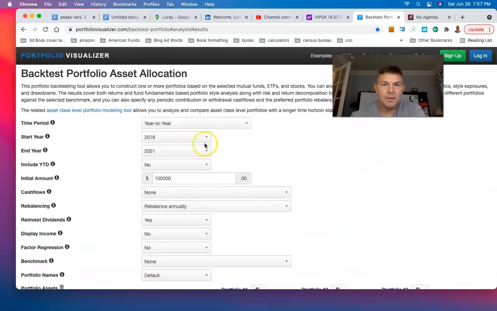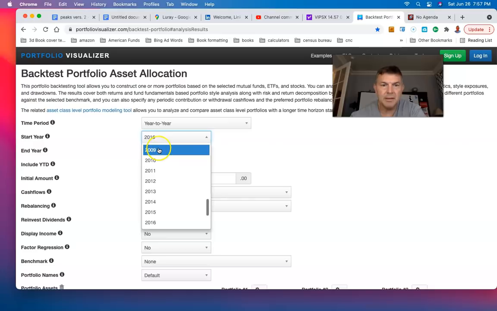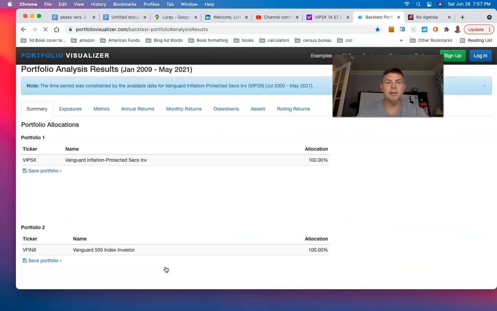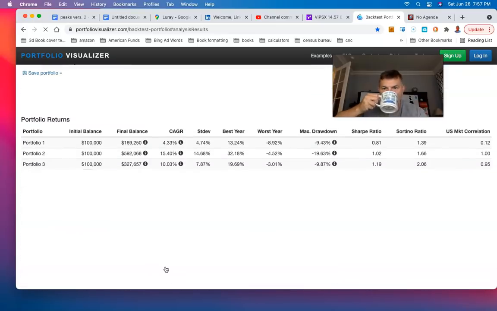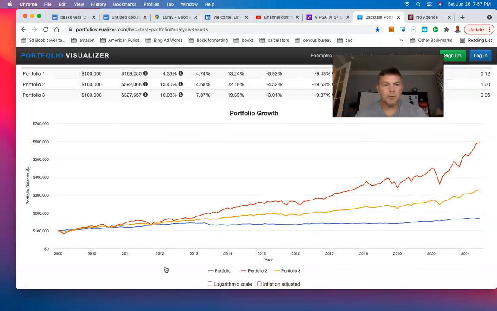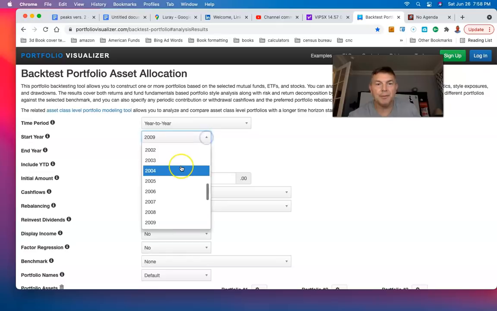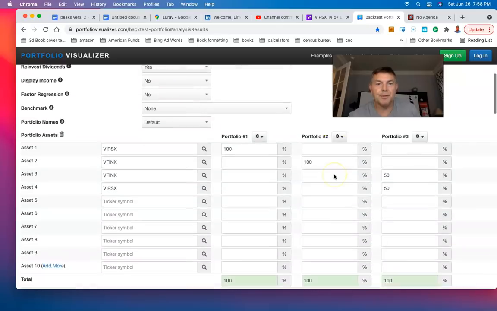Anyway, so let's go back to 2009. This is interesting here. So over the course of those 10 years, well, no, about 13 years, the S&P 500 is at 592,000. We're at 327, which is about double that of the inflation adjusted bonds. All right, well, let's go back to 2000. All right, this is going to be interesting.